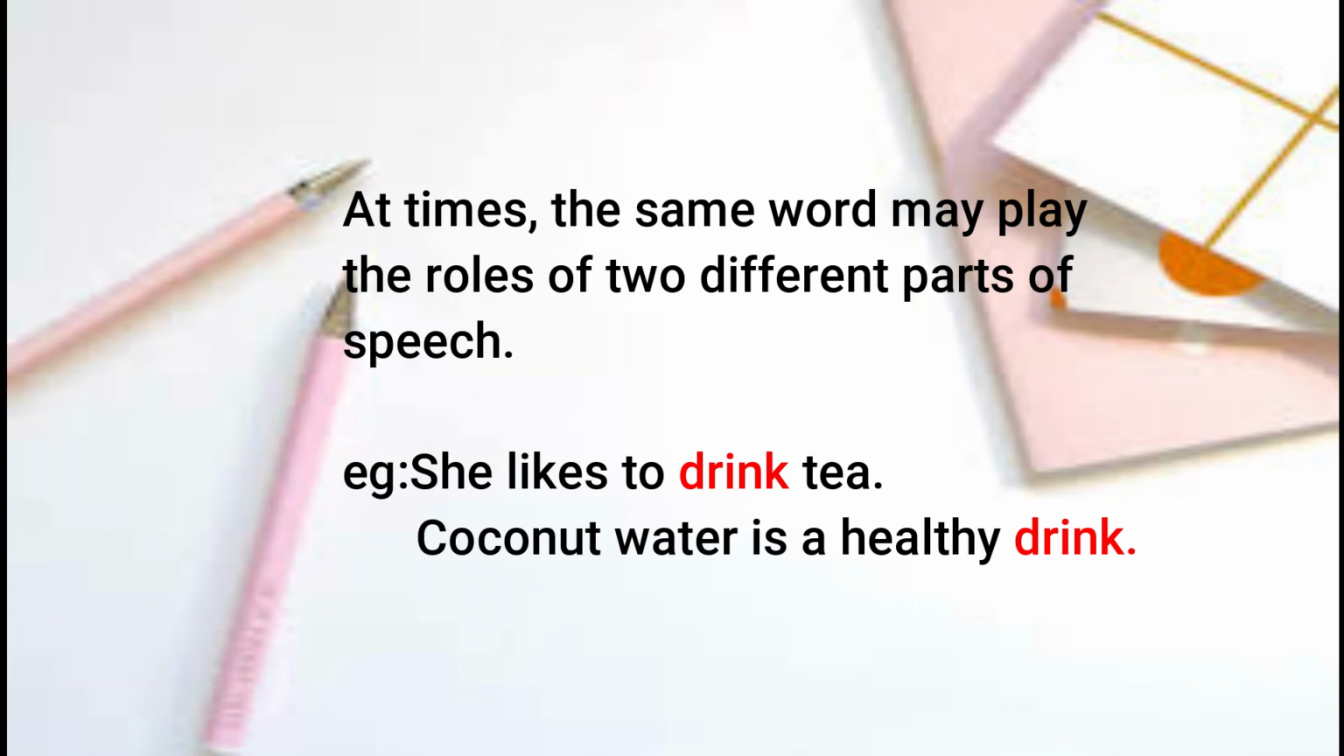She likes to drink tea, and coconut water is a healthy drink. In the first statement, drink takes the role of a verb, whereas in the second sentence, the word drink takes the role of a noun. So, the role that a word plays in a sentence depends on the meaning of the word in that particular sentence. Now, let's get some hands on practice.